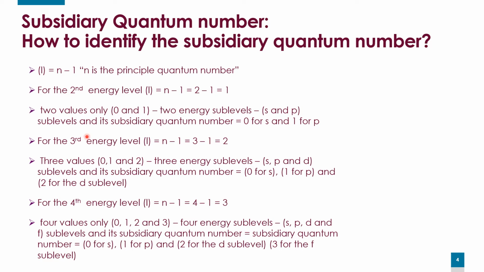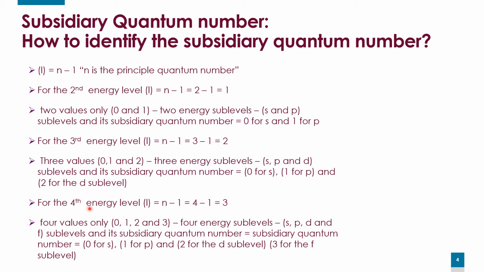then P carries L equals 1. The third energy level, again the same rule, L equals n minus 1. This is the third energy level, so n equals 3. 3 minus 1 equals 2. Again, this is not a single value, this is a range of values: 0, 1, and 2. I always start from 0. So I have three values. This means that I have three energy sublevels, S, P, and this time D. S carries the value 0, P carries subsidiary number 1, and D carries 2.